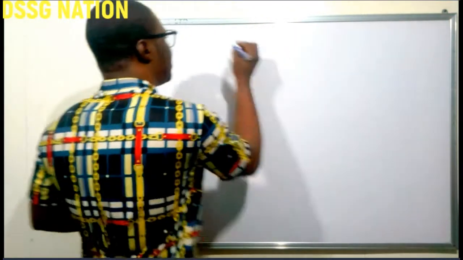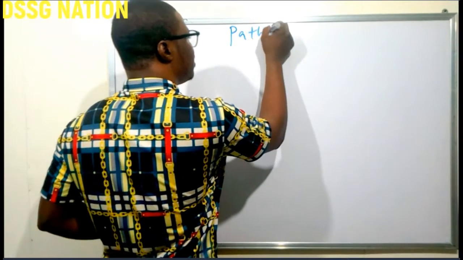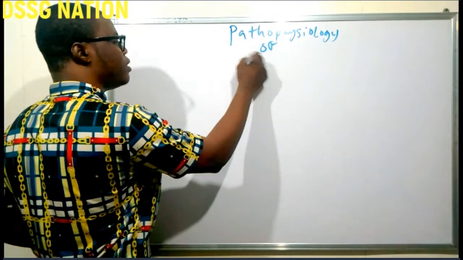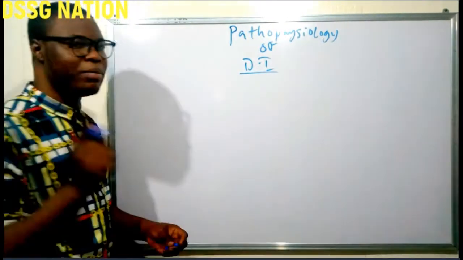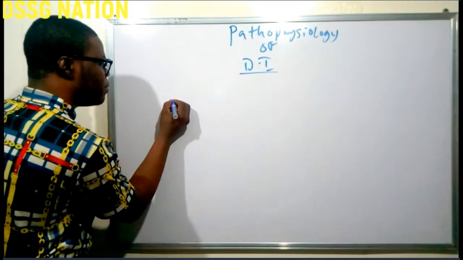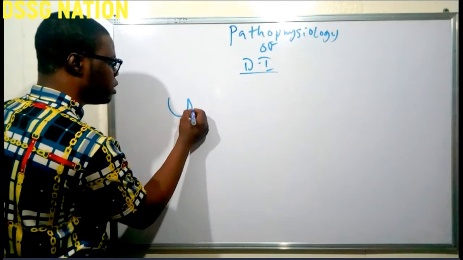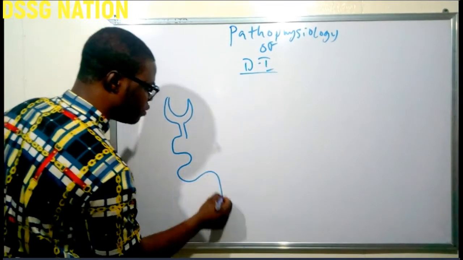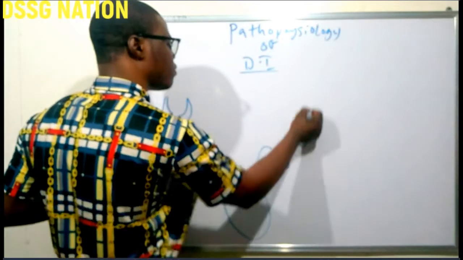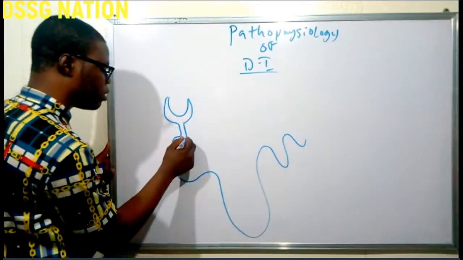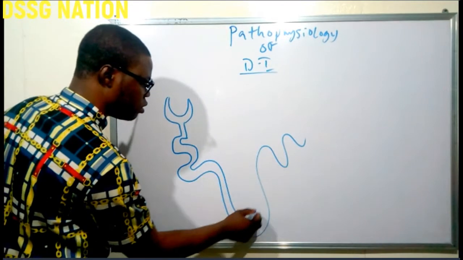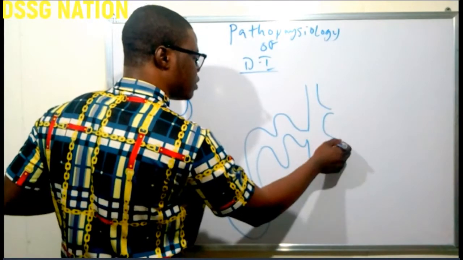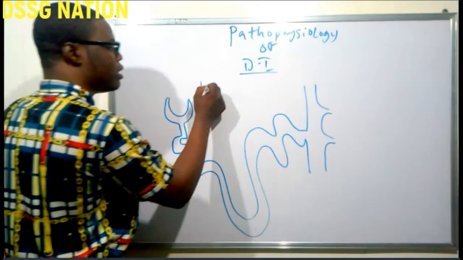So let's talk about the pathophysiology of diabetes insipidus. Now we said in diabetes insipidus, ADH is going to act on the receptors of the nephron, and it's going to bring about the reabsorption of water into the blood.